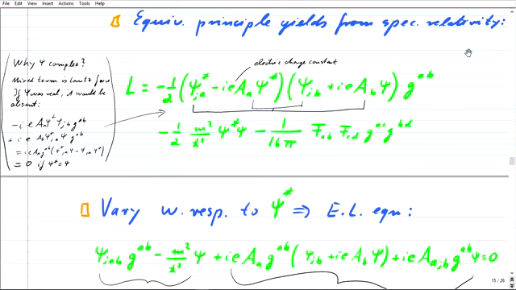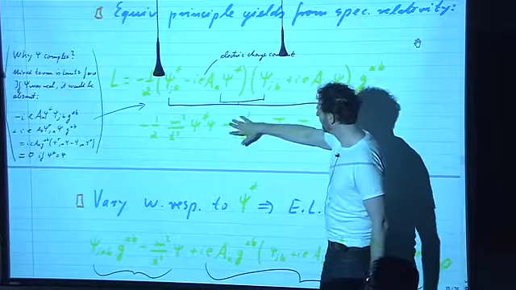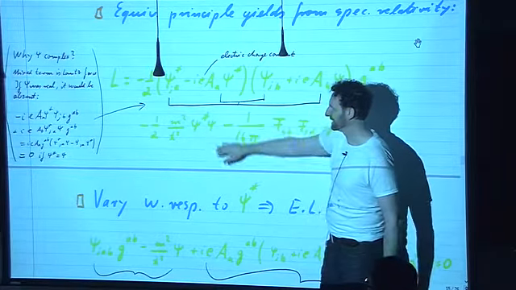Okay, so for a charged scalar field, we have, is this too loud? Should I close the door? No, it's okay. Let me know if it's getting too loud. Oh, thanks.